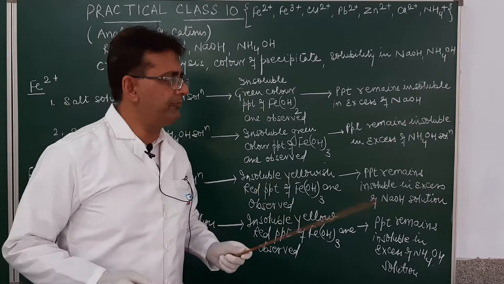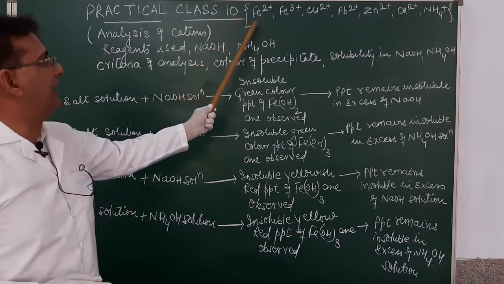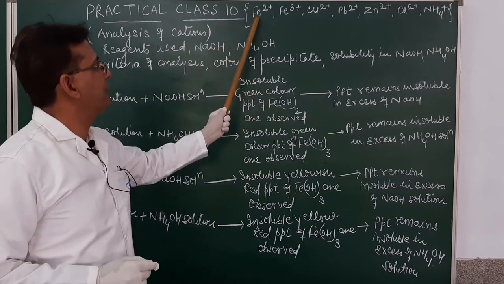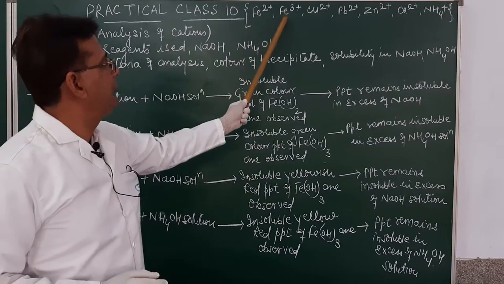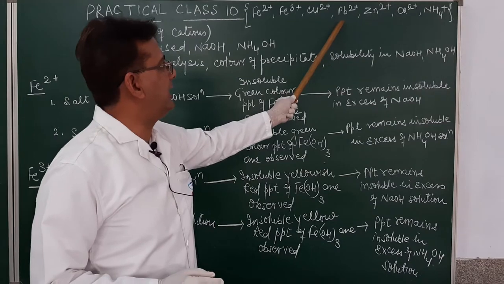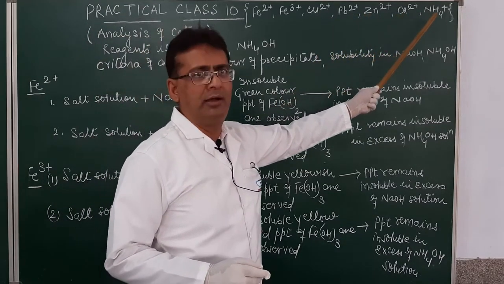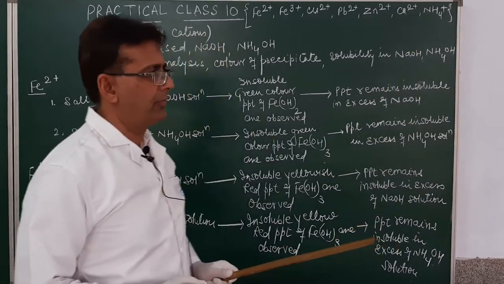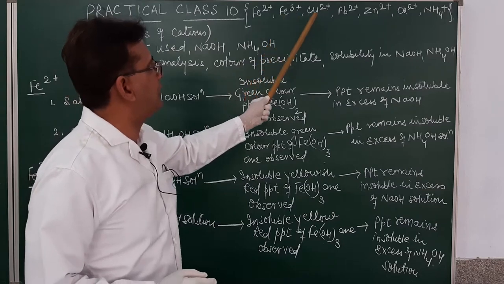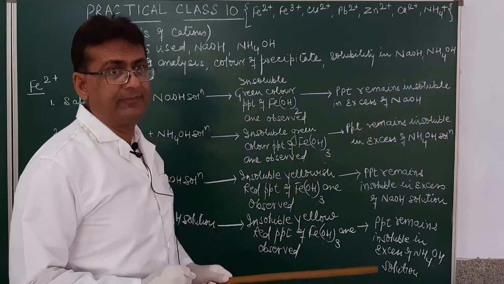Hopefully you remember the various cations which are to be identified in the laboratory in your syllabus are ferrous ion, ferric ion, cupric ion, lead ion, zinc ion, calcium ion and ammonium ion. I told you that ferrous, ferric and cupric ions are colored ions.